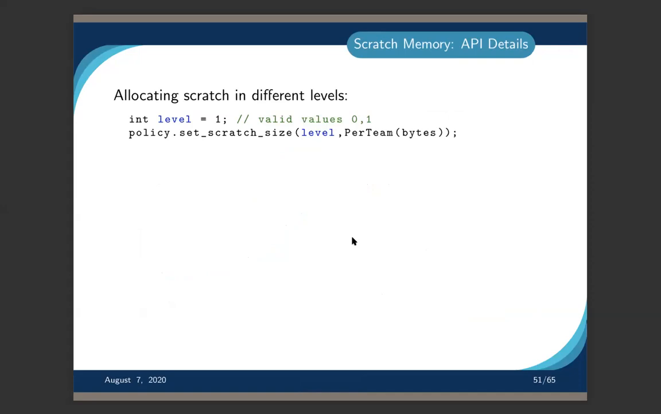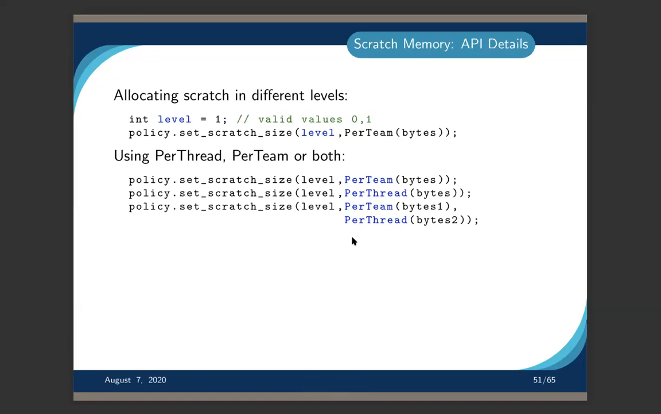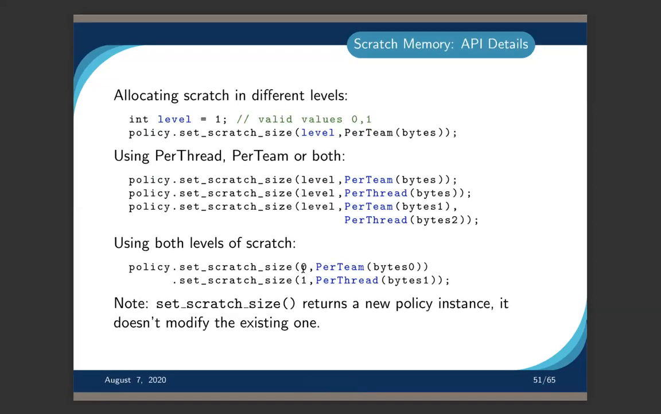So when we look at this in a bit more detail, about what you can do, you can allocate scratch in different levels. That's what we said earlier, right? There is this level parameter on the set scratch size, and it can be level 1 or level 0. You can use per team or per thread storage, or you can use both at the same time. You can tell per team and per thread and level. You can also provide set scratch sizes for both levels, right?